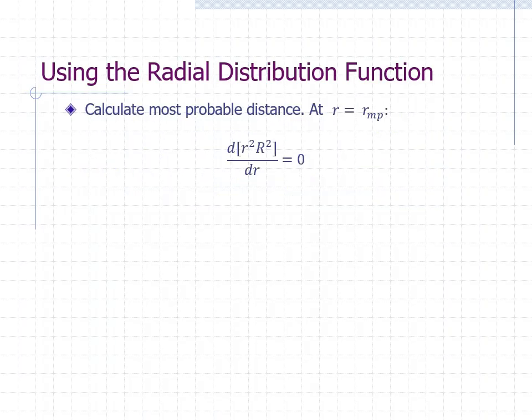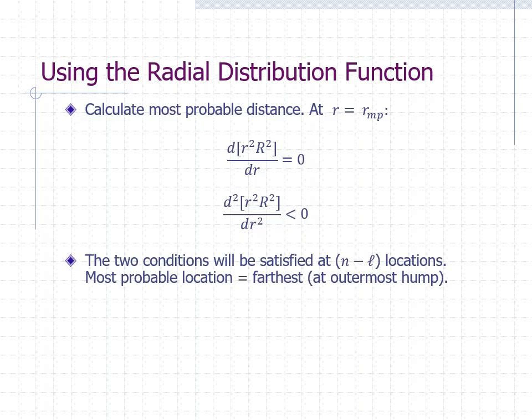We can calculate the most probable distance by setting the derivative of the radial distribution function with respect to distance r to 0. Then we solve for the r values where this condition is satisfied to find the local extrema. To test if a local extremum is a maximum, we can do the second derivative test. For a maximum, we expect the plot to be concave downward and the second derivative to be negative. We can expect to find local maxima at n minus l locations. The most probable location is the farthest of these locations, that is, the peak of the outermost hump.